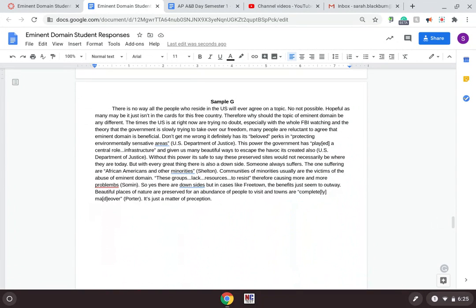So sample G, another 1 out of 6 points. The statement that attempted to be a thesis ended up just being summary. Many people are reluctant to agree that eminent domain is beneficial. Stating that many people don't think it's beneficial is not really the same as stating it is not beneficial. So they tried at a thesis, but it wasn't clear. It's just a matter of perception at the end.